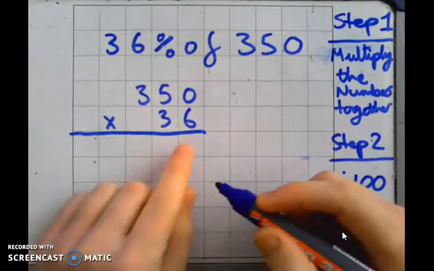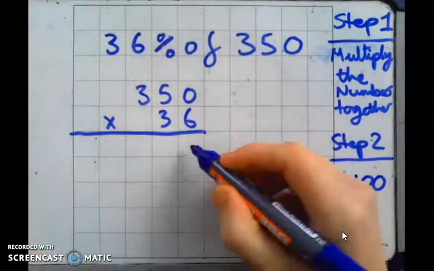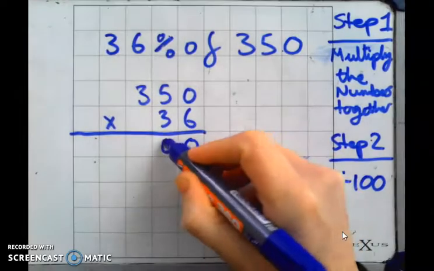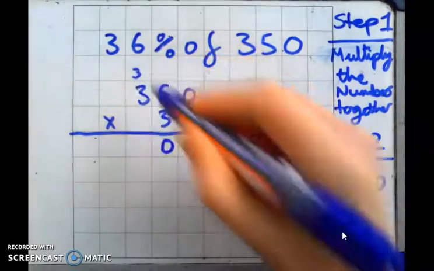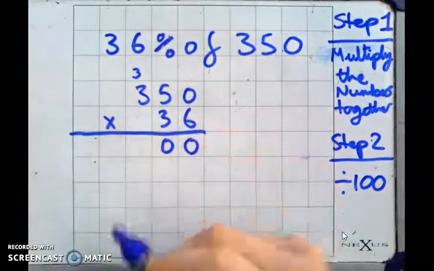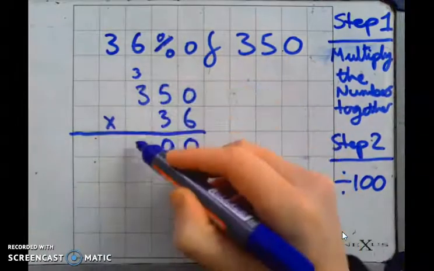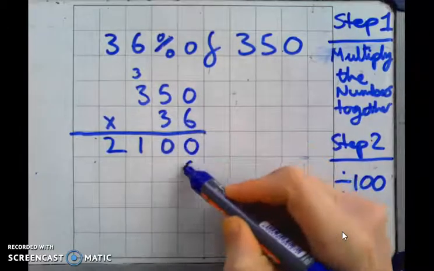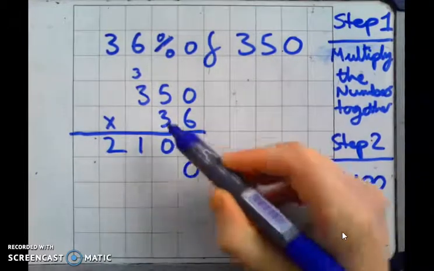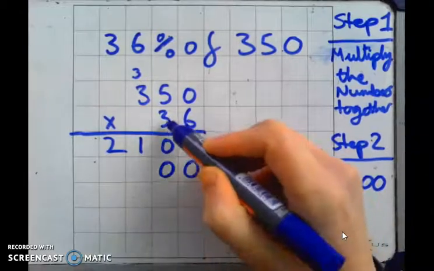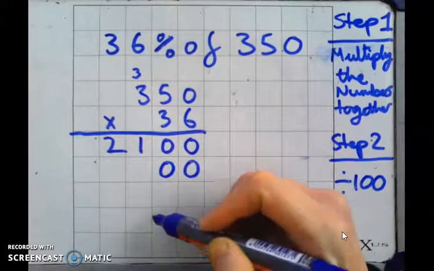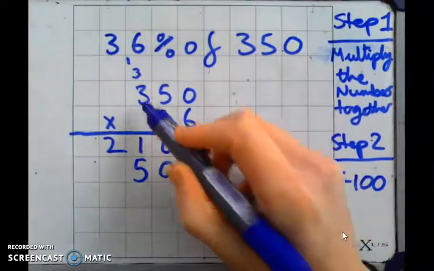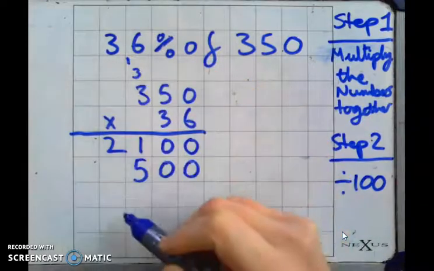multiplication algorithm. 6 times 0 is 0. 6 times 5 is 30. Put the 0 there, 3 goes over to there. 6 times 3 is 18, plus this 3 is 21. Moving on to the tens column, so I'm going to put my place value holder in here. 3 times 0 is 0. 3 times 5 is 15. Put that one up there to add on later on. 3 times 3 is 9, plus that 1 is 10.